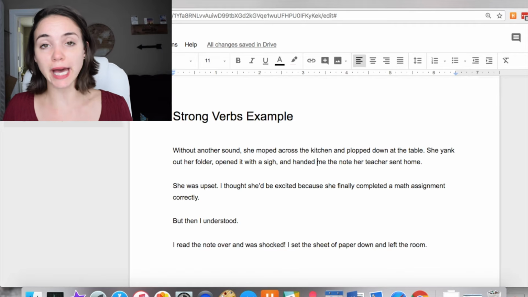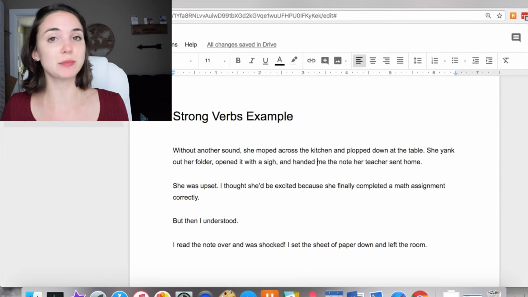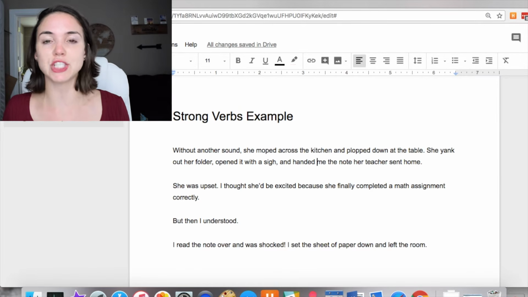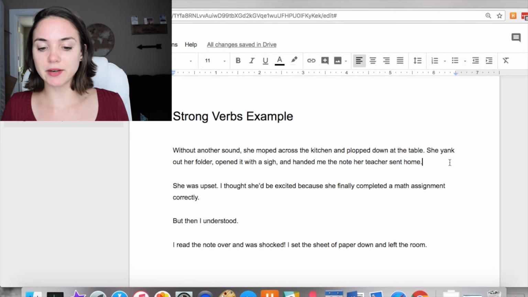So we didn't change a whole lot, but as you can see, this first paragraph is completely different. It paints a completely different image of what happened when she came home. So if we read it back, without another sound, she moped across the kitchen and plopped down at the table.